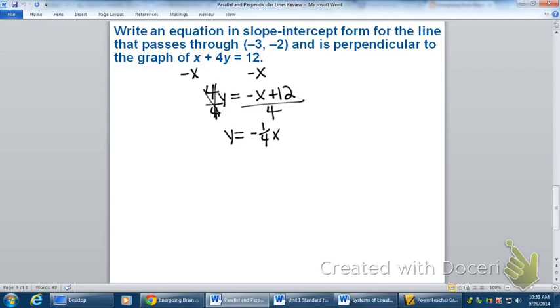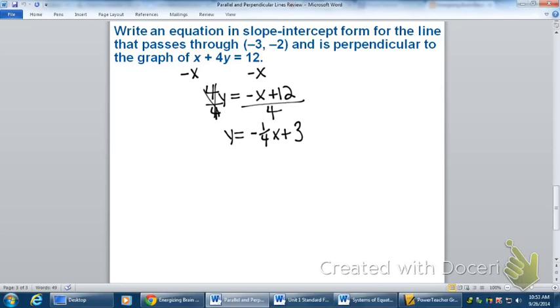plus 12 divided by 4 gives you 3. Okay, now we have this in slope-intercept form, so now we can easily work with it. Now let's go back to the question.